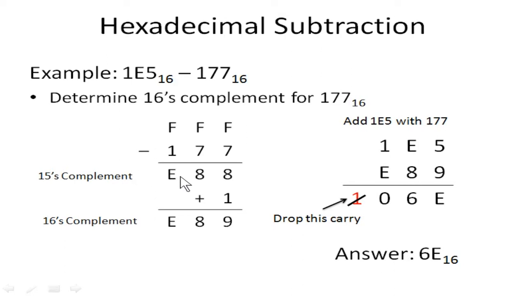Now to make it a 16's complement, you have to add 1 to that. That is the same rule we used for all the arithmetic. So you are going to add it. 8 plus 1 becomes 9. Then you have 8 and E. So E89 is the 16's complement for 177. Now you take the number 1E5 and add it with E89, which is written below it.